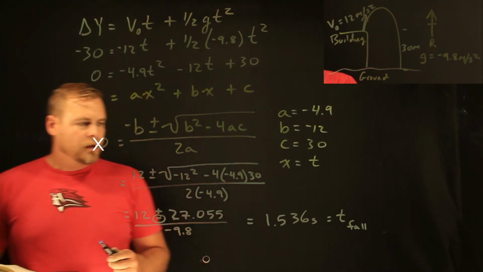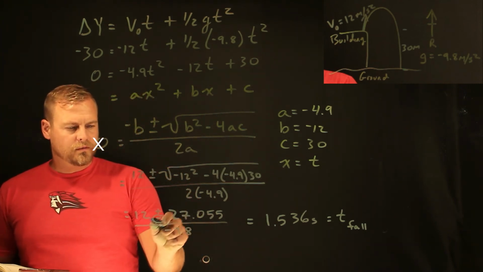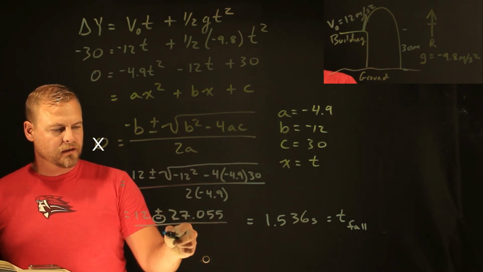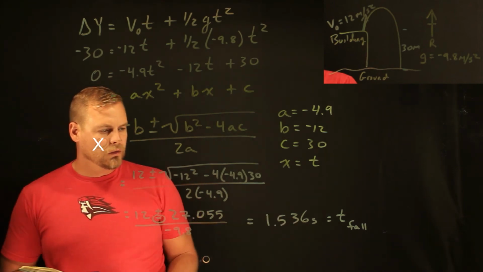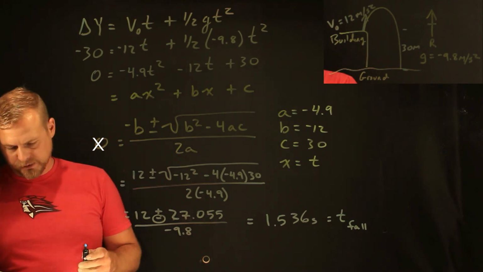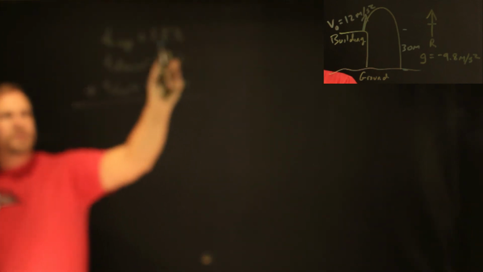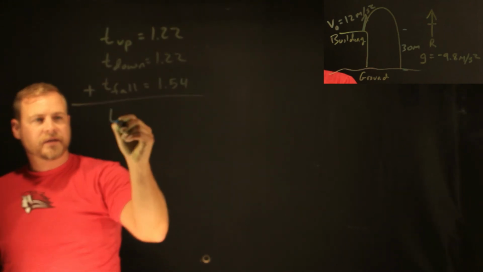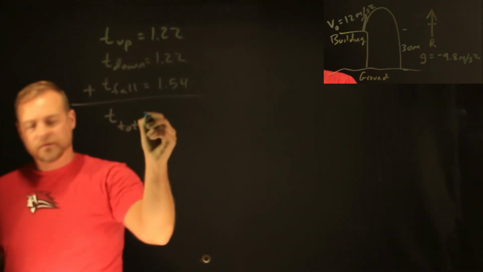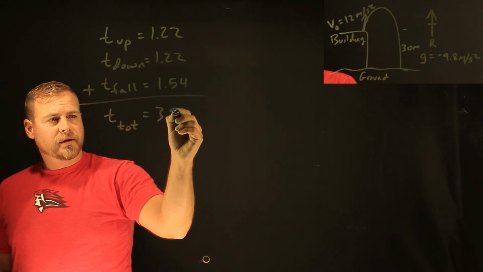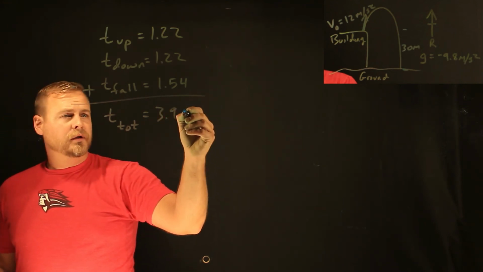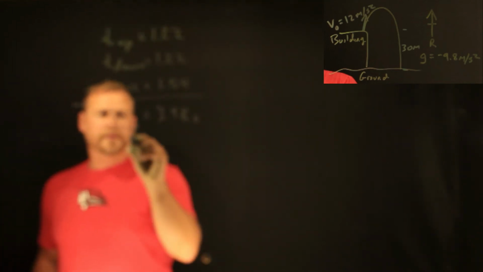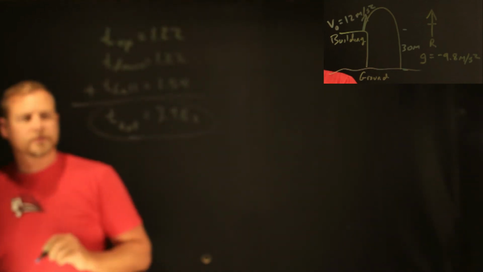Okay, so 12 minus 27.055 divided by negative 9.8 will get you 1.536 seconds. So we have the t up, the t down, and the t fall. When you add those all up, you get a total time of 3.98 seconds. So your total air time was 4 seconds.